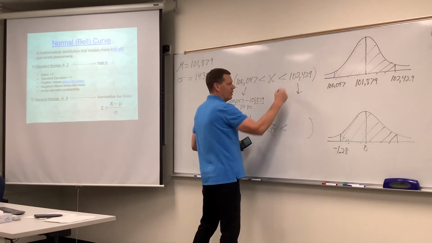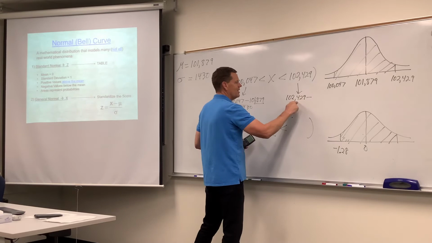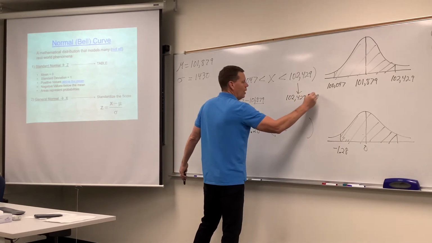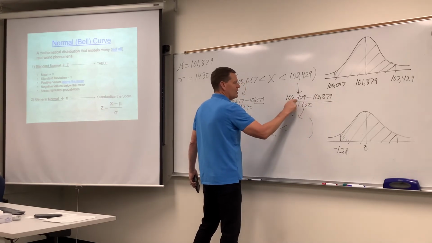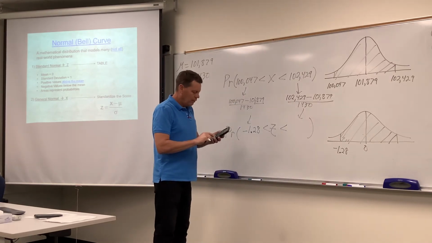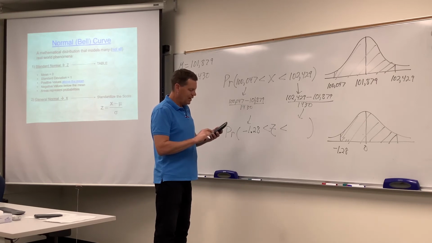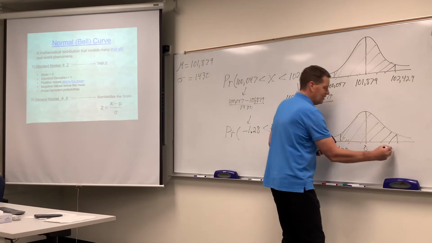All right. This price, which is above the mean, same thing. 102,429, X minus mu, 101,879, all over 1,430, X minus mu over sigma. So 102,429 minus 101,879 equals, divided by 1,430. I'm looking at my math one more time just to make sure. I think so. That turns out to be positive 0.38. And that would be that Z-score.